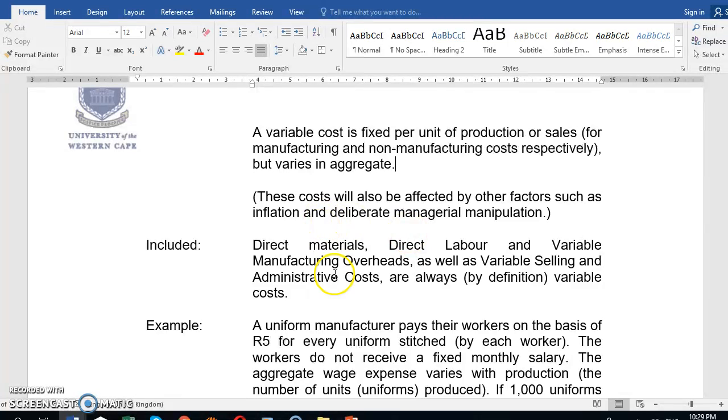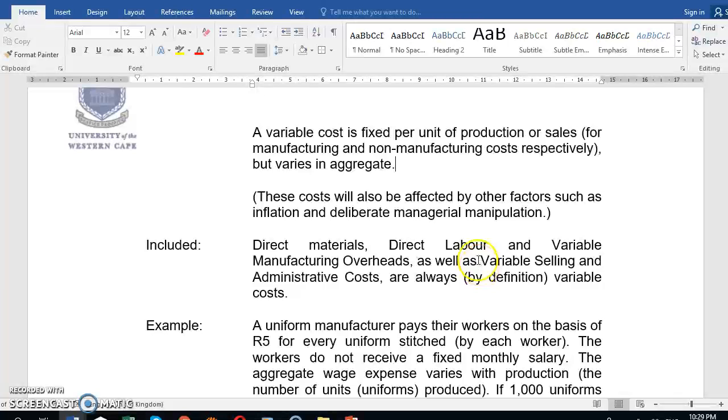Okay, and also included are variable manufacturing overheads. Overheads are things like electricity, water. The more we produce, the more electricity we use, the more water we use. And so by definition, variable manufacturing overheads are variable, as well as variable selling and administrative costs. So if it's variable selling costs and variable administrative costs, they will also be variable. By definition, almost always in this course, you can assume that direct material, direct labor, and variable manufacturing overheads will always be variable. So direct material and direct labor are always variable, and the word variable in variable manufacturing overheads tells you that something is variable.